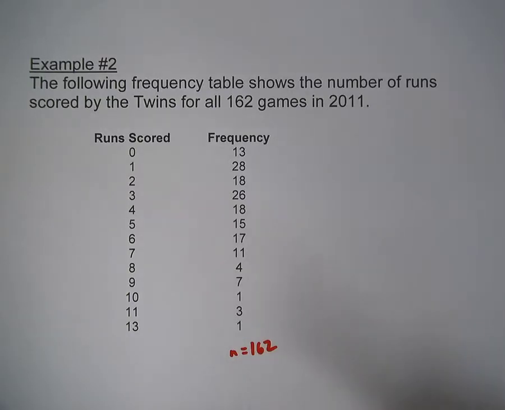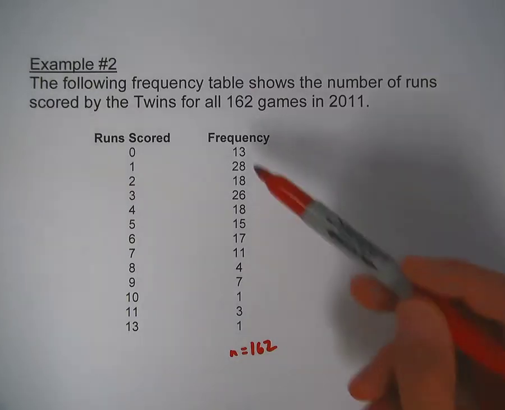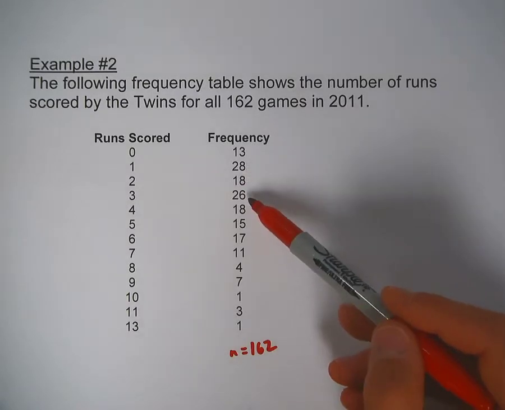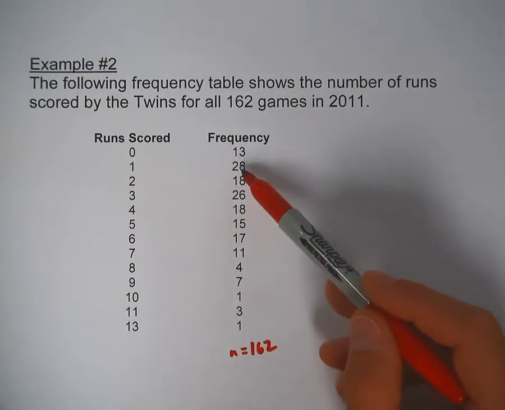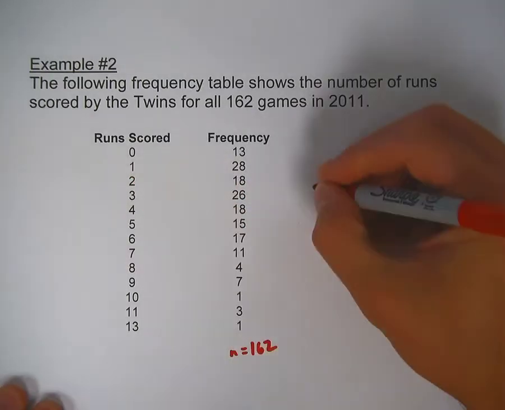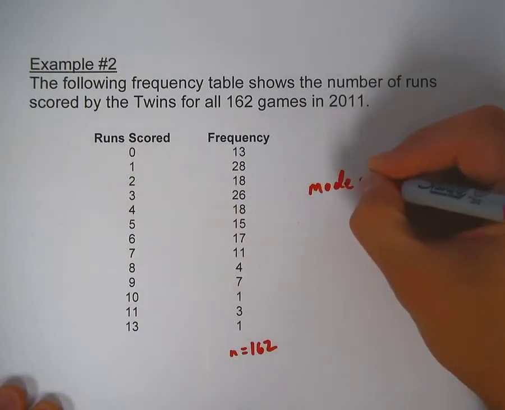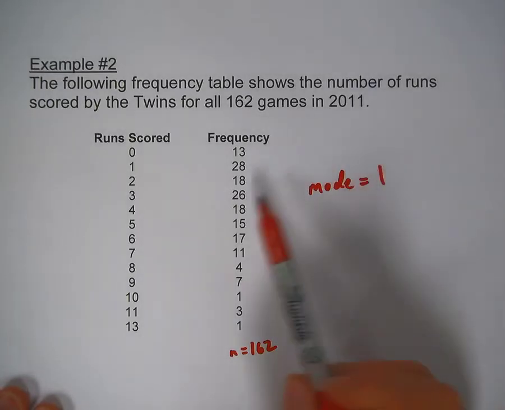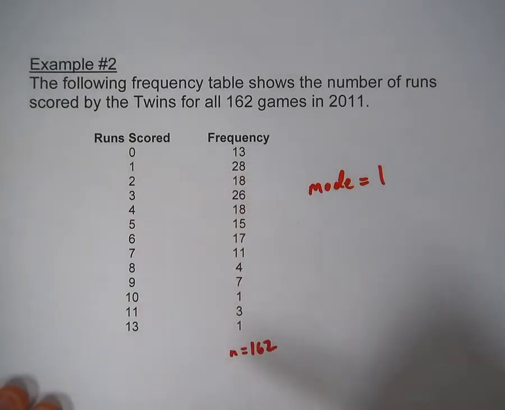Okay, so now the mode here is really easy to determine because now you just look for what's the most frequent number. Okay, and if I look down, 28 is the highest frequency, 26 is close, but 28 matches up with 1. So in this case, my mode is equal to 1. Okay, that's actually maybe a good reason why they didn't win that many games in 2011, because in 28 games they only scored 1 run. One run will not win you many baseball games. So it's pretty easy to determine the mode when you have a frequency table like this.